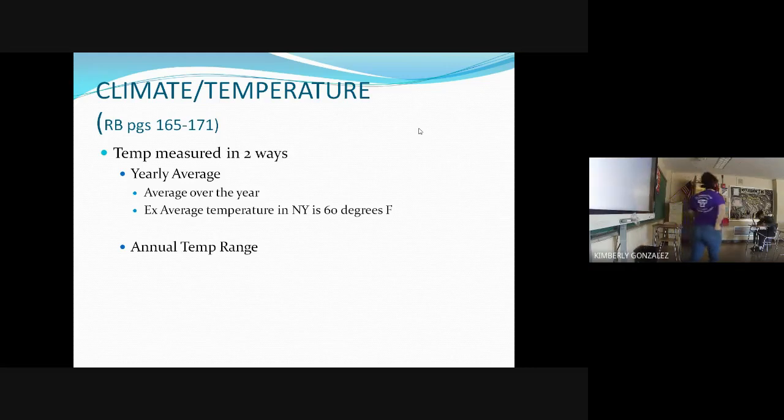The second way is the annual temperature range. Best way to put it is if you have the annual scale or the semi-annual scale, that's going to tell you how many times a year they take the temperature during that time.